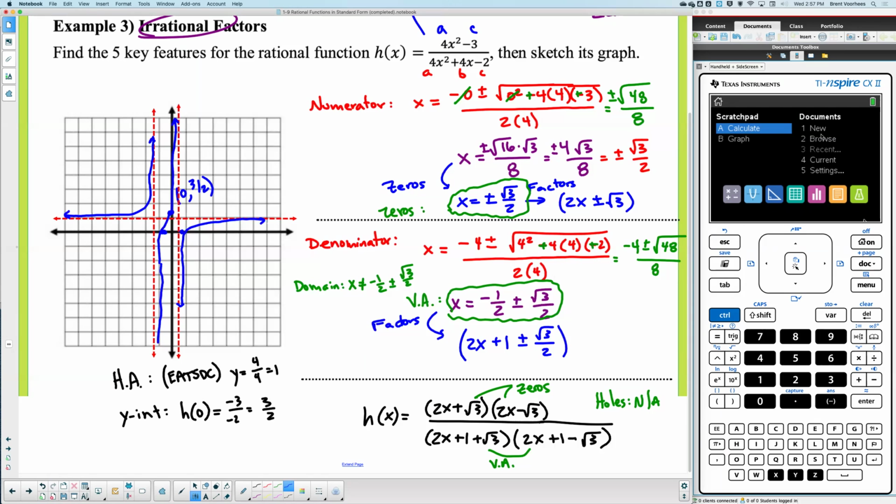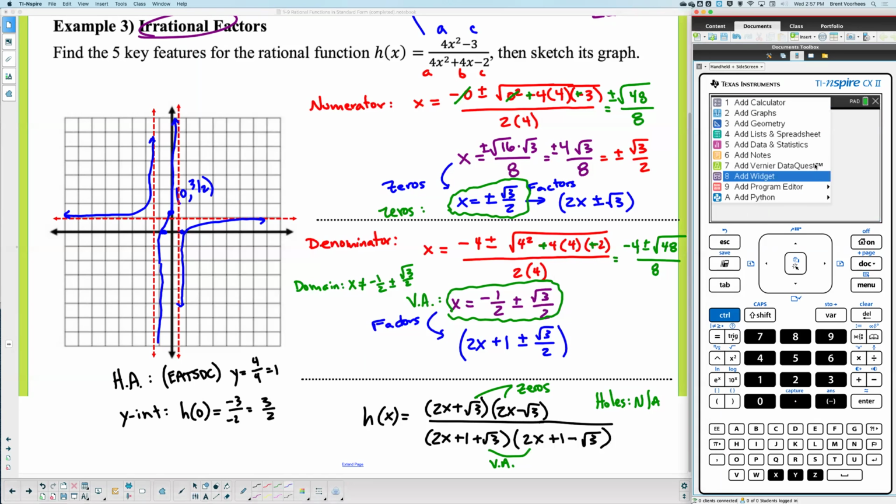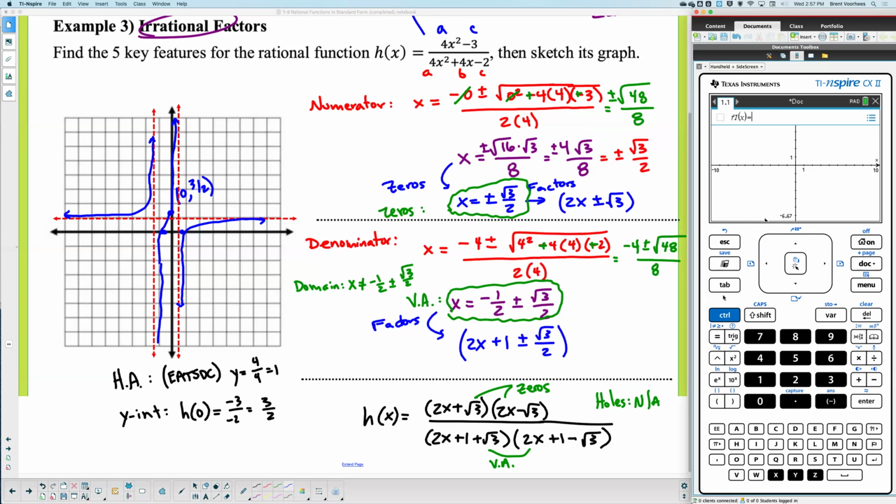I'll go ahead and put this in and we'll take a look. So control, here we go: 4x squared minus 3 over 4x squared plus 4x minus 2. I'm going to go ahead and add those other details in, but you can see so far we're right on.